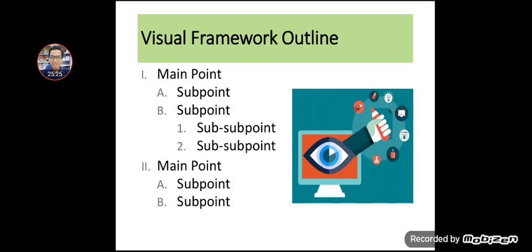So when we have this kind of visual framework outline, it will guide us to know which of these are the main points, which are the sub points, and which are the sub to the sub point. So we can deliver our speech timely. We can divide the time for each of the main points correctly and justly, so that the presentation will be smooth, and we could manage the time of our presentation effectively.